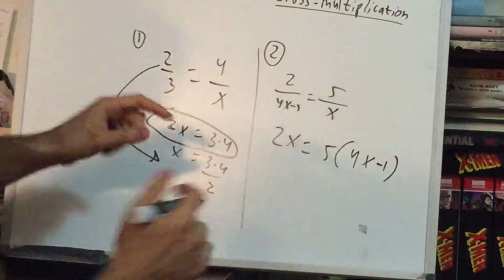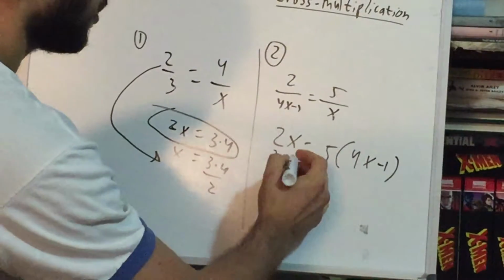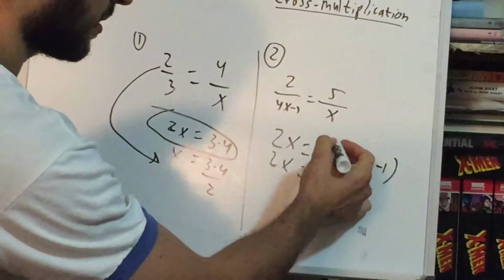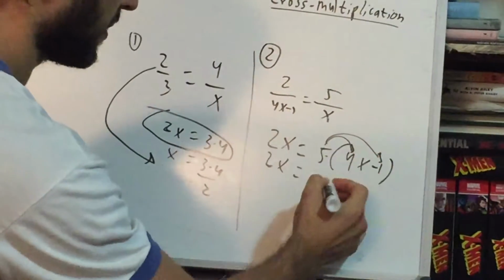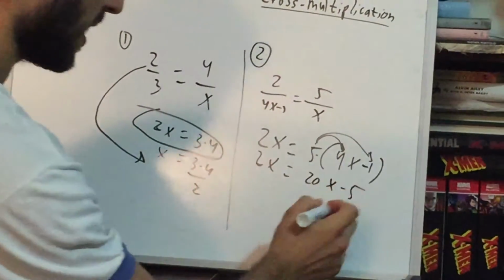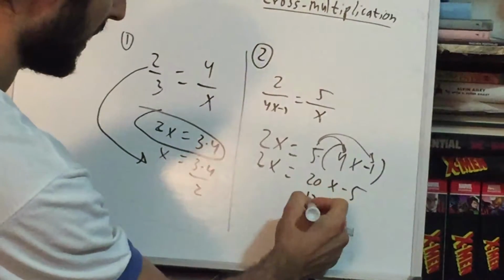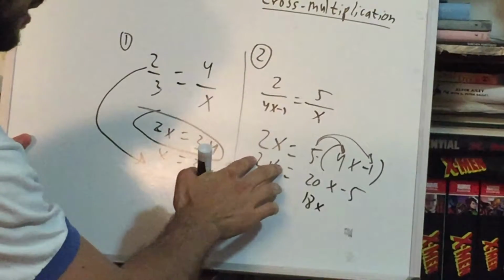And then from here we would still say 2x, distribute the 5. This is 5 times, not this, but everything. So 5 gets multiplied by both of them. 20x minus 5. We're going to move the 2x to the right, so that becomes an 18x, because this is a positive.